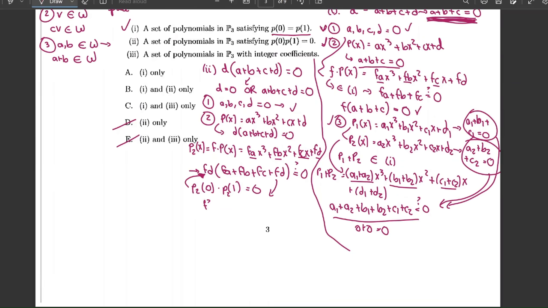here you can see that this is just f squared times d times a plus b plus c plus d. And because p of x here is in the subset, d times a plus b plus c plus d is equal to 0, so this is also going to be equal to 0 because we're just multiplying by a scalar. So this is correct. So it is closed under scalar multiplication. Third, we need to see if it's closed under addition.